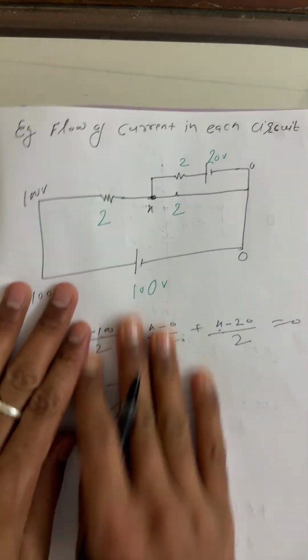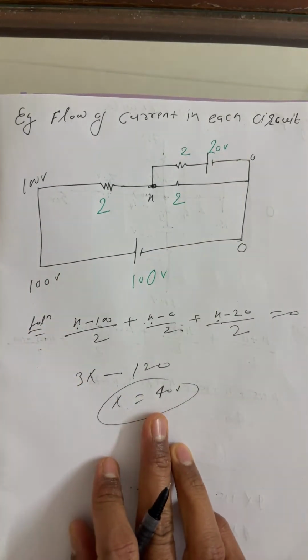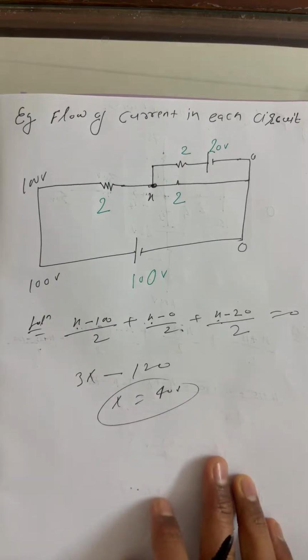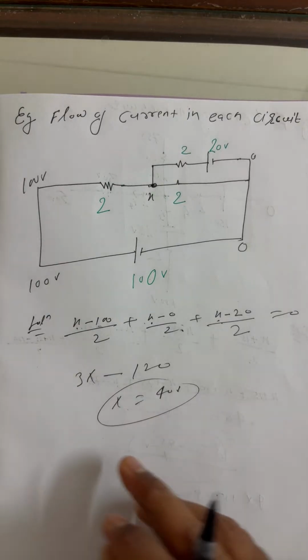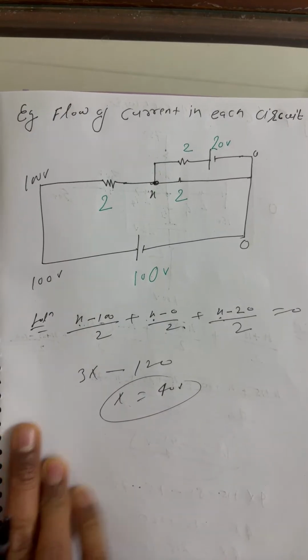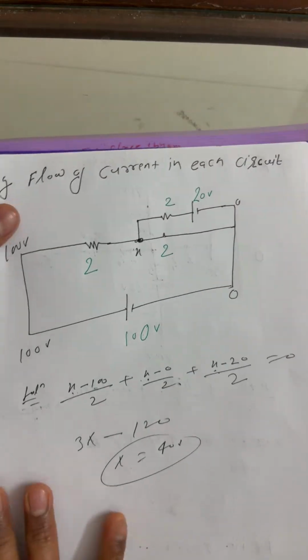Now, you will get x finally here. Once you get x, further you can solve with the rest. You will get all the things. Okay, now KCL is finished.